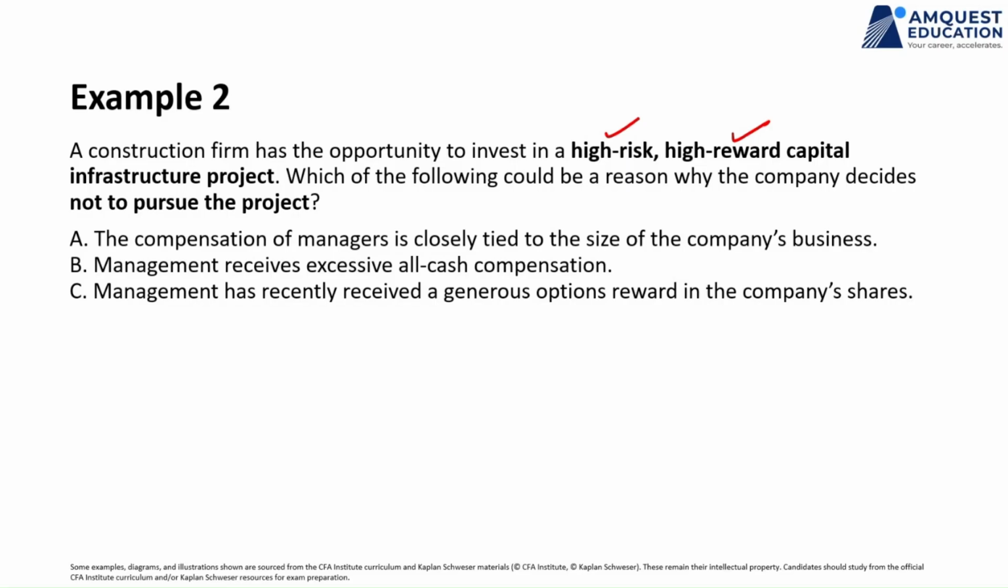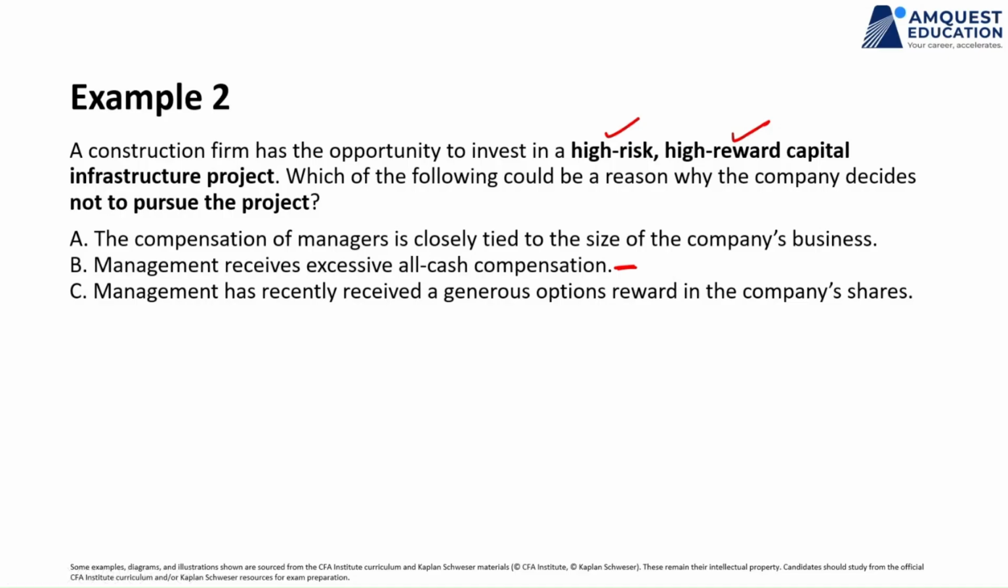the managers, when they receive cash compensation, in such a case, the manager does not want to take a risk because their compensation does not depend on the company doing good or bad. It's more or less cash compensation. So if they would like to protect their cash compensation, they would not take risk. And in such a case, we can say that the management receives excessive all cash compensation. And that is a possible reason why the company decides not to pursue the project.